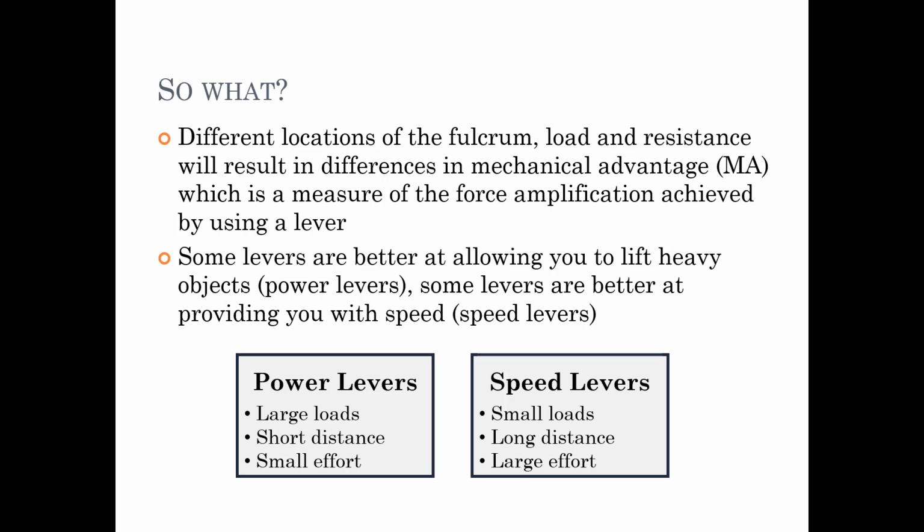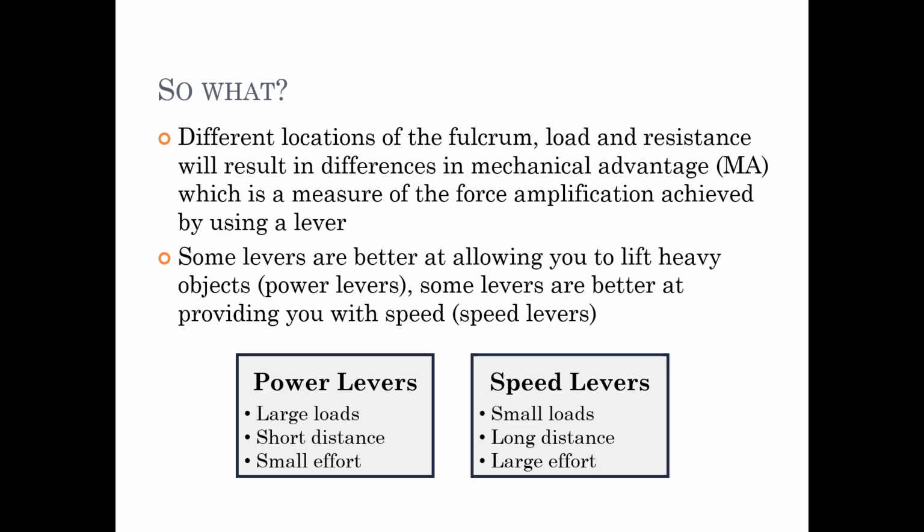Okay, so what's the difference? Different locations of the fulcrum, load and resistance will result in differences in what's called mechanical advantage. It is the measure of the force amplification achieved by using a lever. Power levers allow you to lift a much heavier object than you would be able to without the lever. Speed levers are better at providing you with speed. So as we saw, second-class levers are power levers and third-class levers are speed levers.